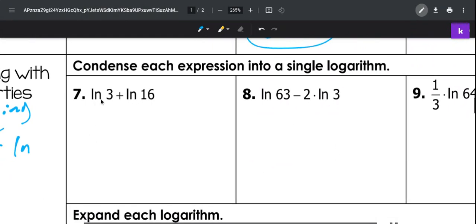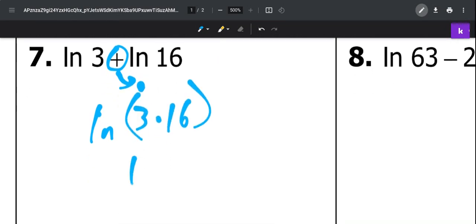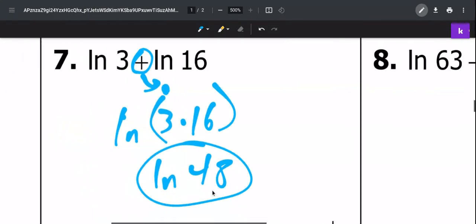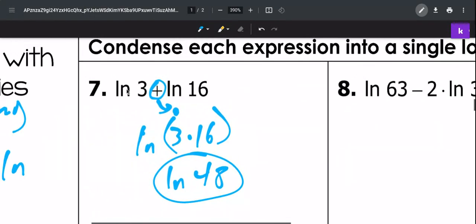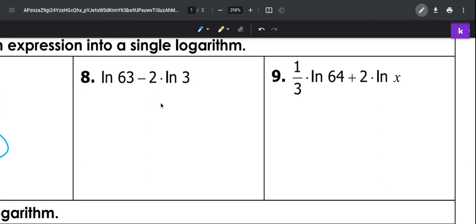So number 7 is ln of 3 plus ln of 16. I'm going to condense this, and plus sign, remember, means what? For condensing, hopefully you're saying multiplying. So we're going to do the natural log of 3 times 16, which would give me 48. All right, so ln of 48. Once again, that property did not change just because this is an ln. It's literally the exact same. So try 8 and 9. See if you can do 8 and 9 on your own, because it's just condensing.